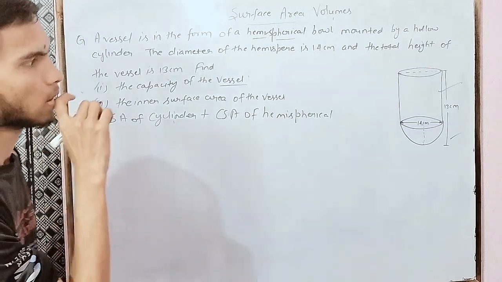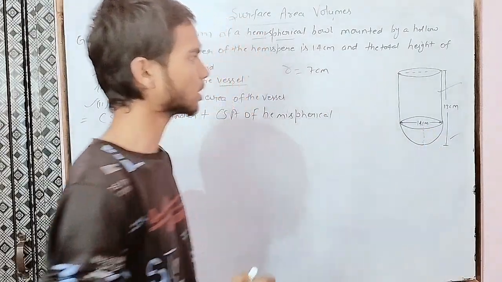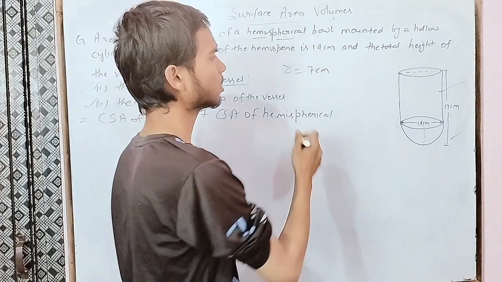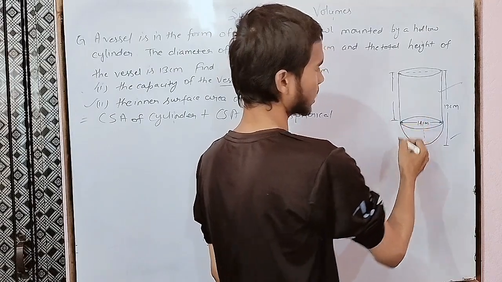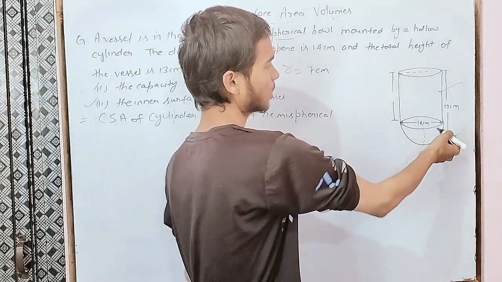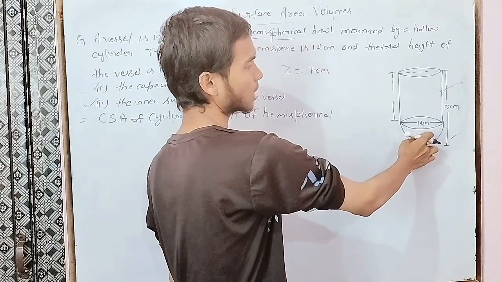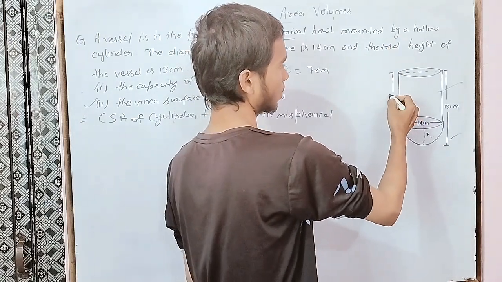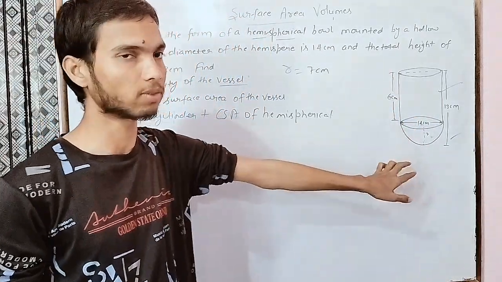So first, let's write what the radius will be. Radius will be 7 centimeter, just half of the diameter. Diameter is 14 centimeter, and radius becomes 7 centimeter. Now, what will be the height of the cylinder? Here this is the total, which is 30 centimeter. From here till here is the radius, which is 7 centimeter. So we will subtract 7 from 30, which gives the height of this cylinder. So 6 centimeter is the height of the cylinder, not of the hemisphere.